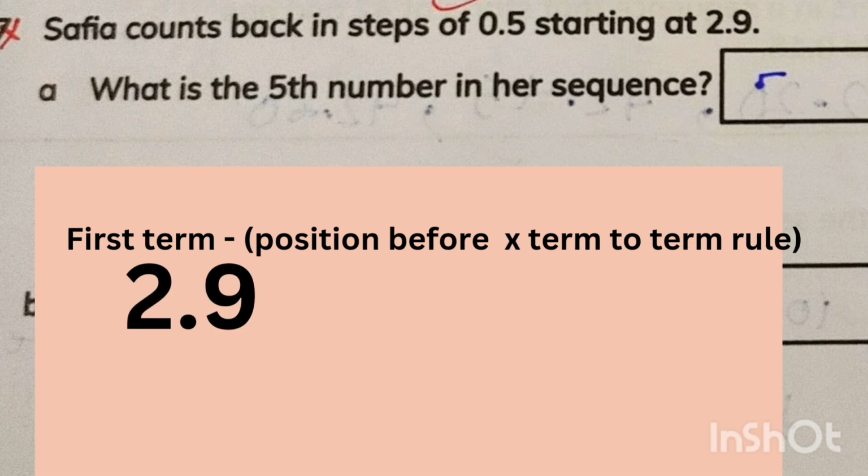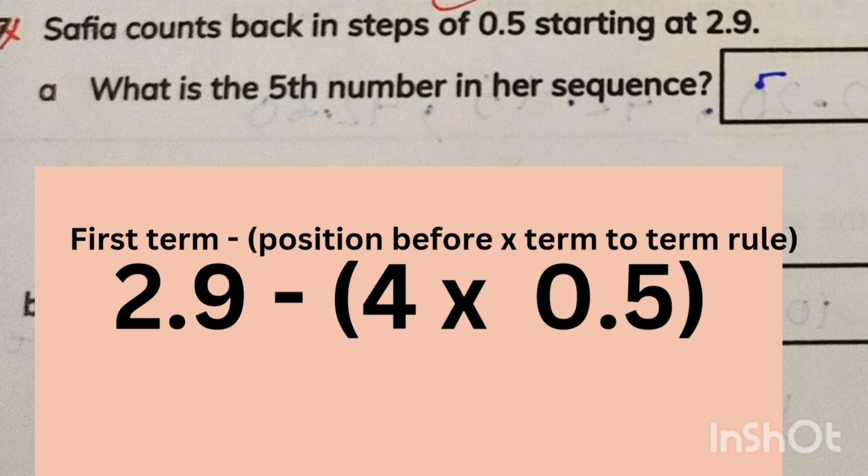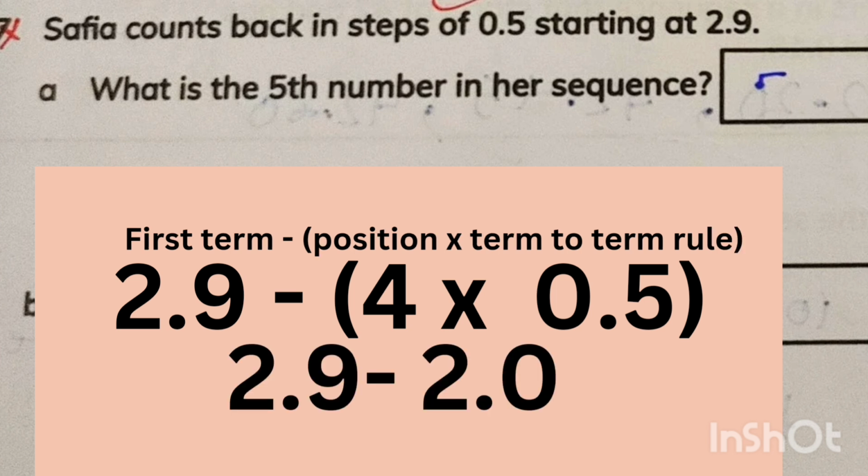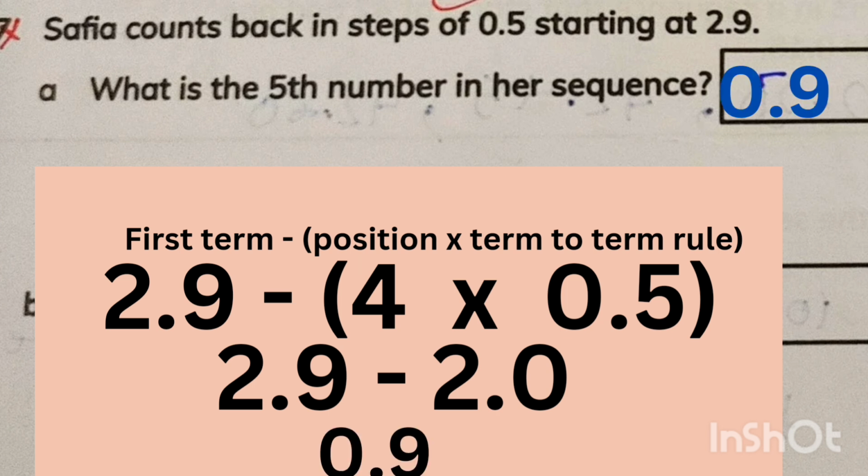Because Sophia is starting at 2.9, our first term will be 2.9 minus. Here we are asked for the fifth term, so the position before is fourth and the term to term rule is 0.5. First we will multiply 4 and 0.5, so it will become 2, and 2.9 minus 2 will be 0.9. So the fifth number in the sequence will be 0.9.